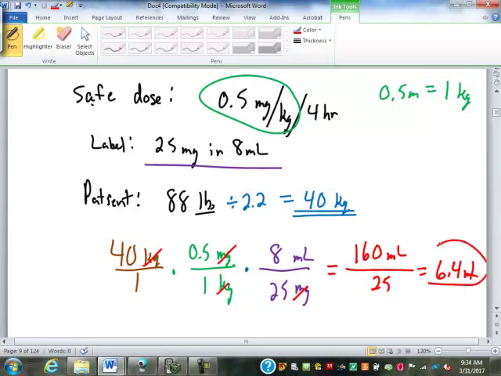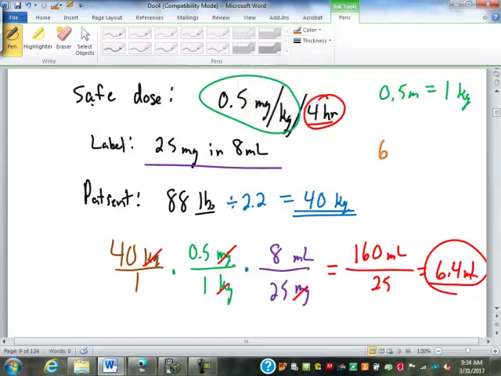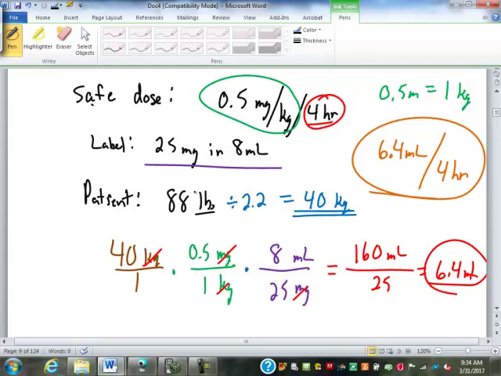milliliters. Now that's not the whole story. Remember, we had this time limit up here of 4 hours. So what that is telling us is that we can administer 6.4 milliliters every 4 hours. So those dosages based on weight are pretty simple to calculate.